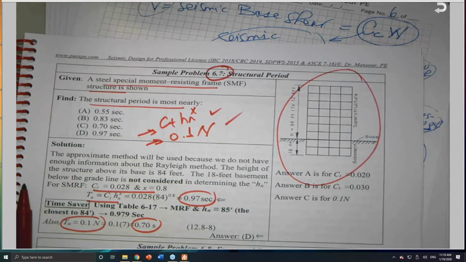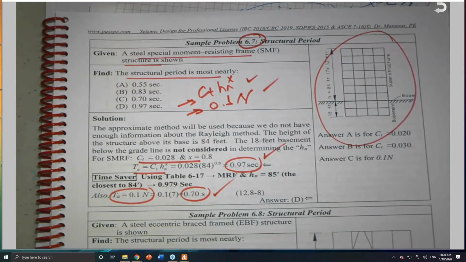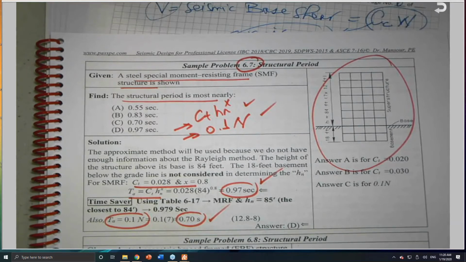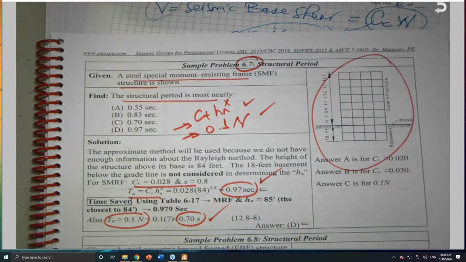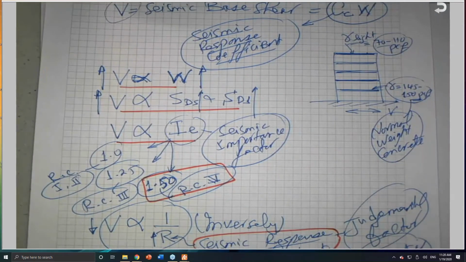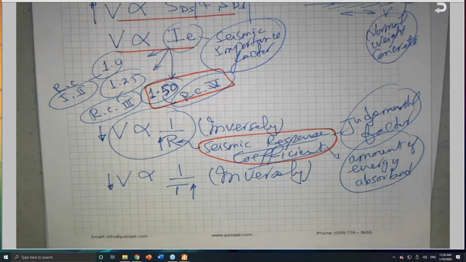So which one am I going to select? I have 0.97 and I have 0.7. And you'll find that the answer, I selected one. Which one did I select? Why? Here it is. Okay, that's what I raised this question.